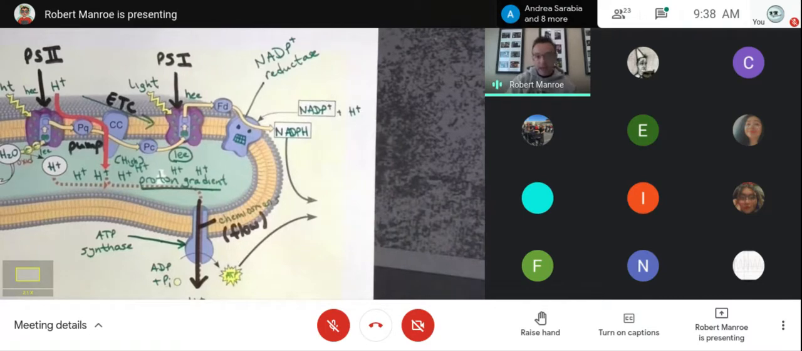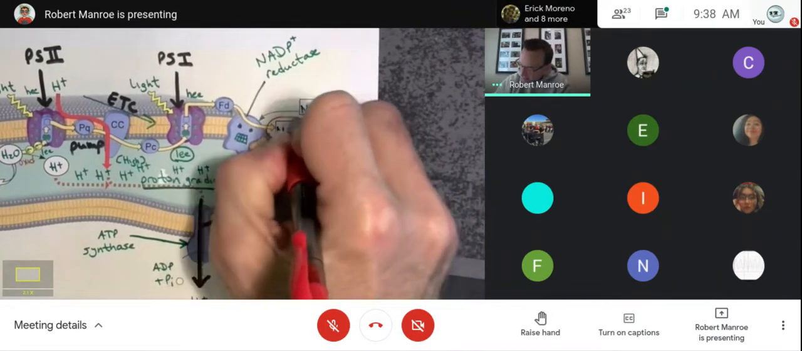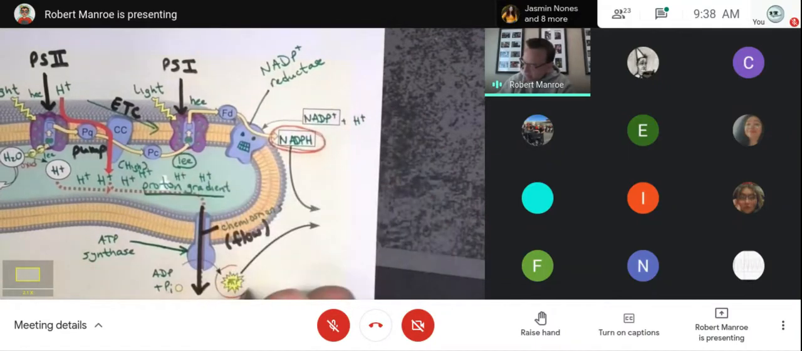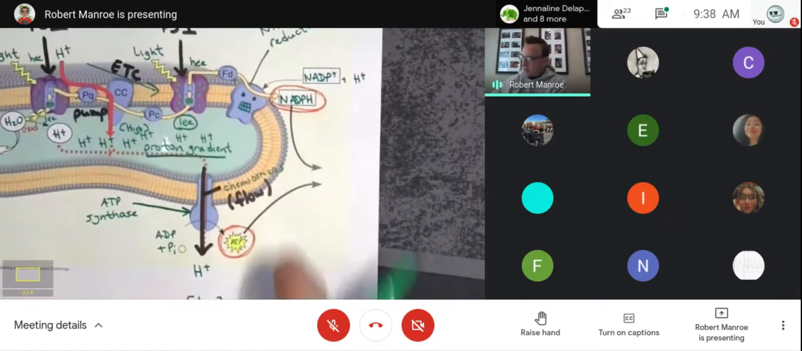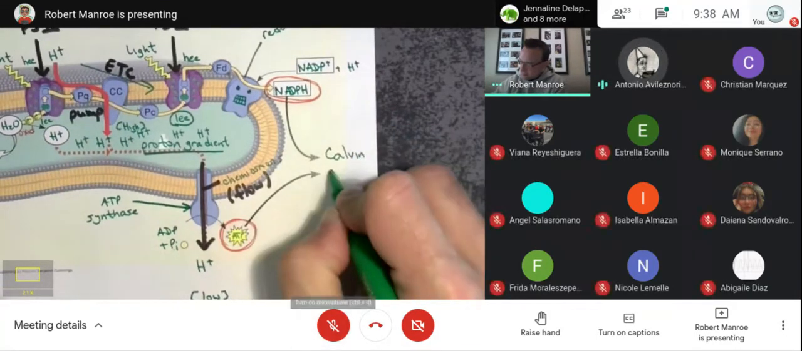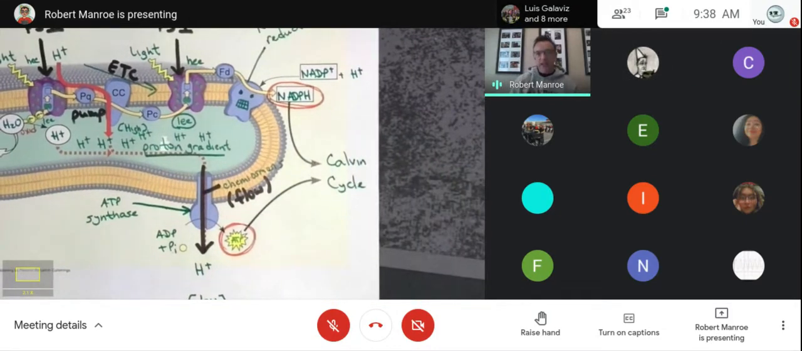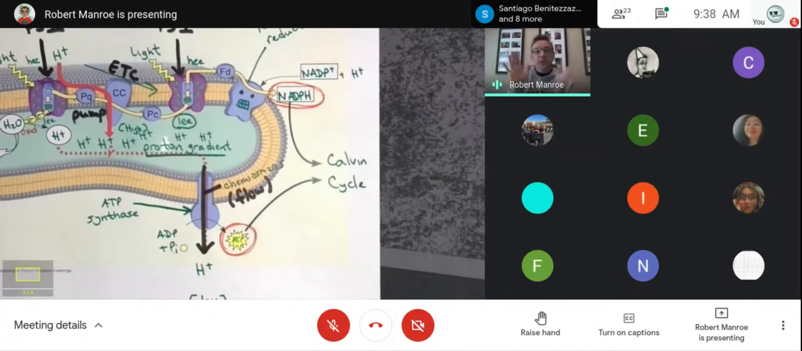So now we have the high energy electrons here, and now we have the power for the enzymes. And where do these two items go? To the Calvin cycle. The Calvin cycle is going to take carbon dioxide and high energy electrons. Those high energy electrons are going to be bonded to the carbon dioxide, so the CO2 is reduced, and that's how plants make food.